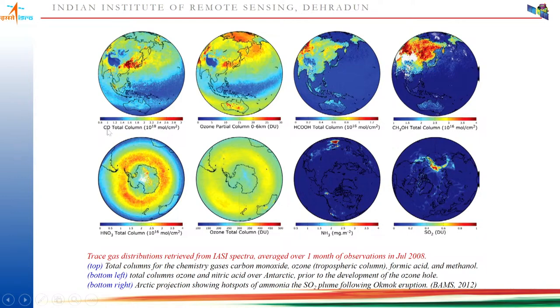The carbon monoxide total column, as a polar orbiting satellite, total column ozone, HCHO, CH3OH, ammonia, ozone, and so on, SO2, nitric acid. So these are some of the species which can be measured from these satellites. So this is total column, polar orbit, or meteorological satellites also.